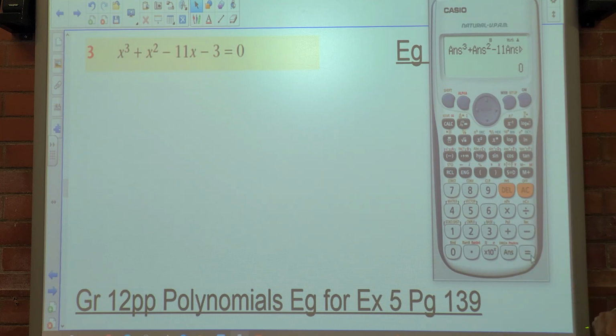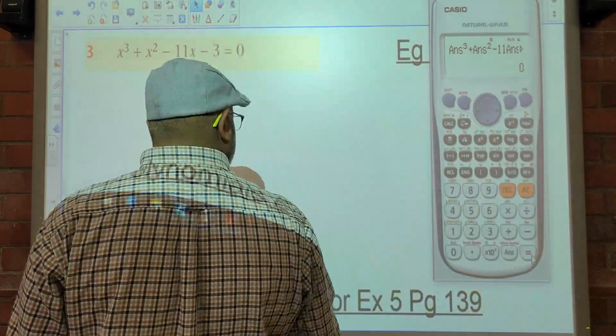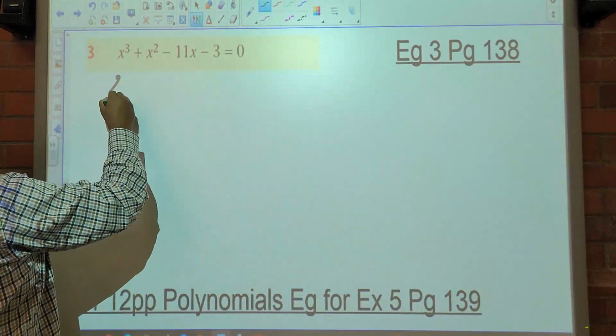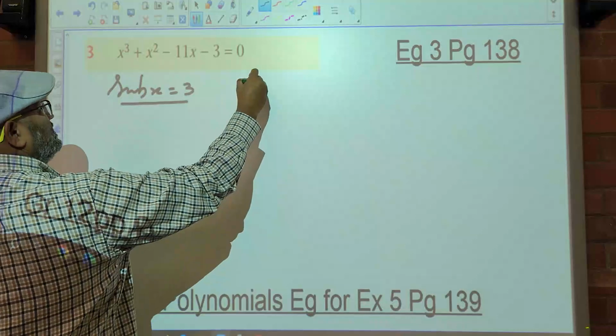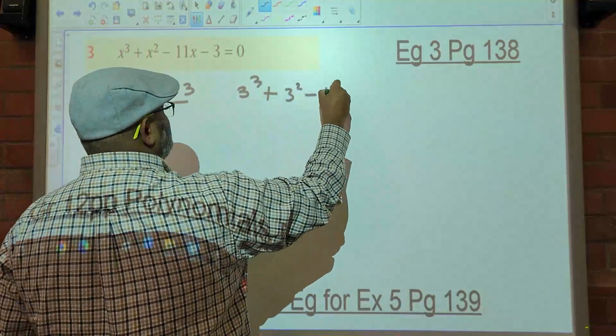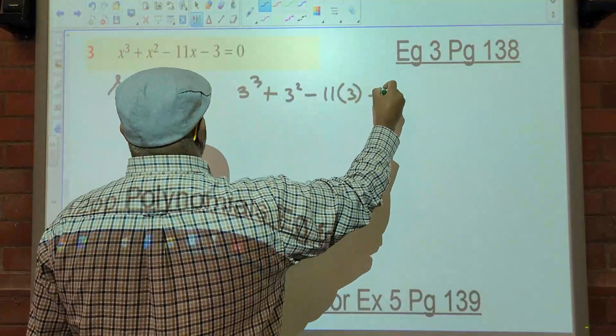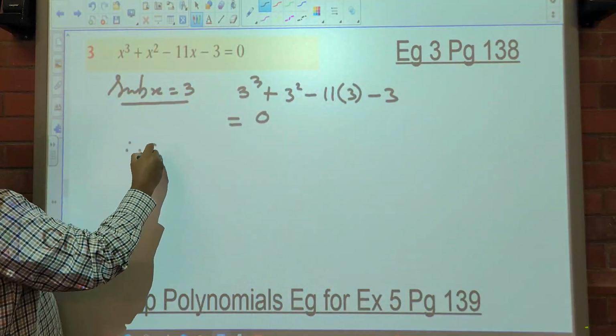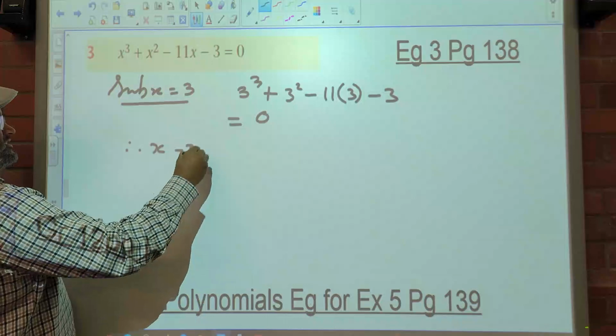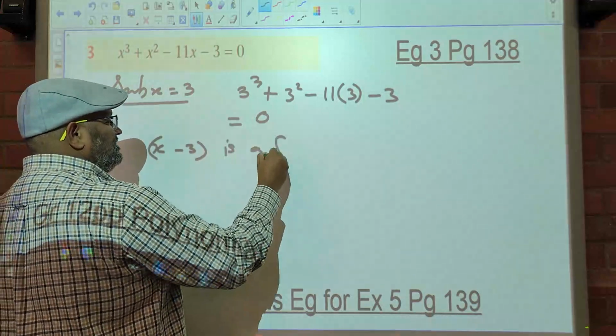Does 3 work? Yes. So x equals 3 is actually a root of the equation, or a solution. So what I do is substitute x equals 3. So you get 3 cubed plus 3 squared minus 11 times 3 minus 3, and that gives an answer of 0. So I conclude, therefore, x minus 3 is a factor.